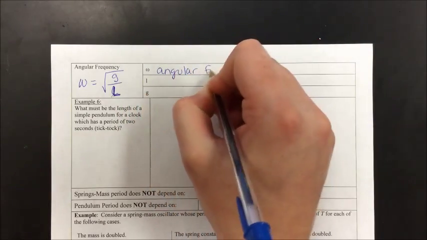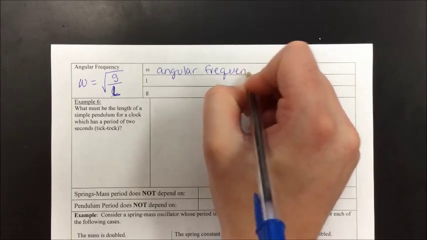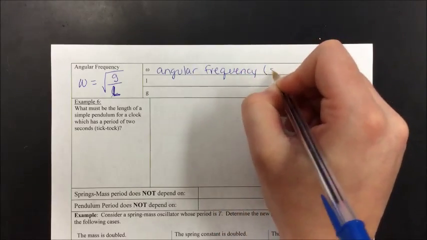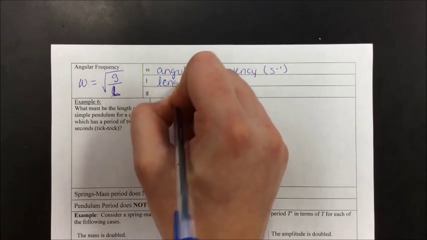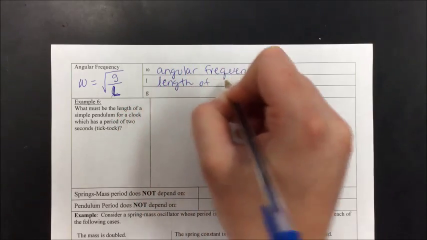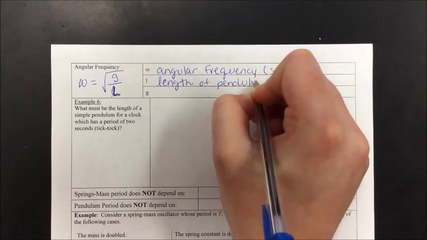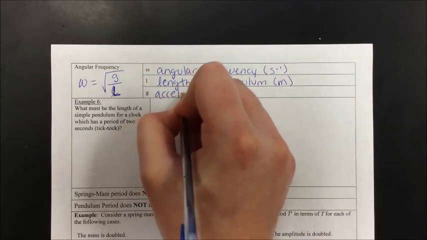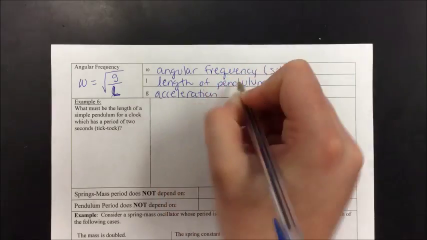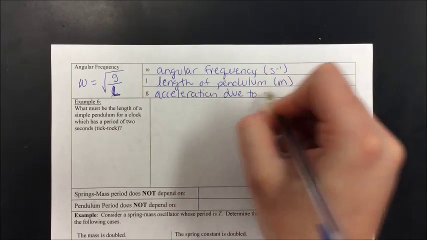So, angular frequency, which is going to be in seconds to the negative 1. Then we have again the length of the pendulum in meters, and our acceleration due to gravity.